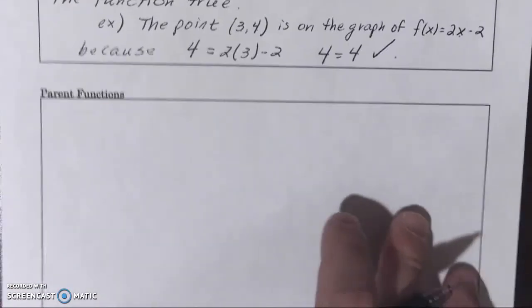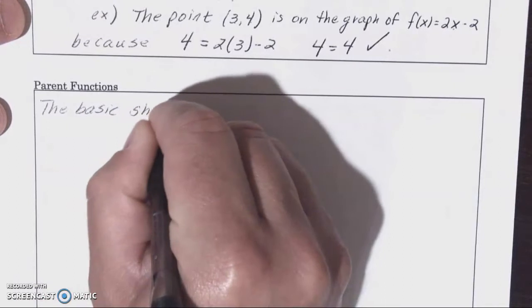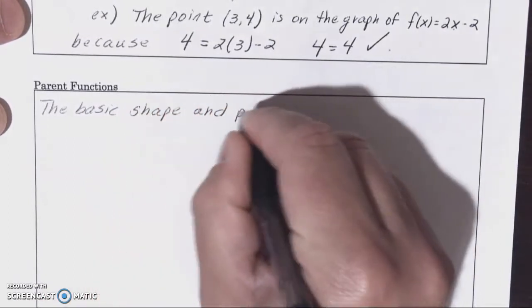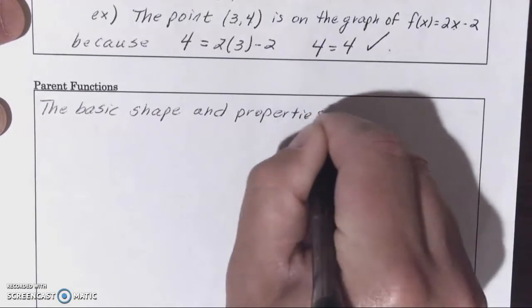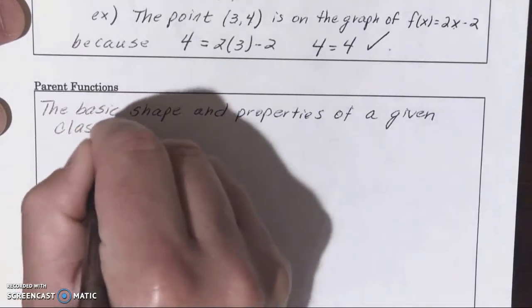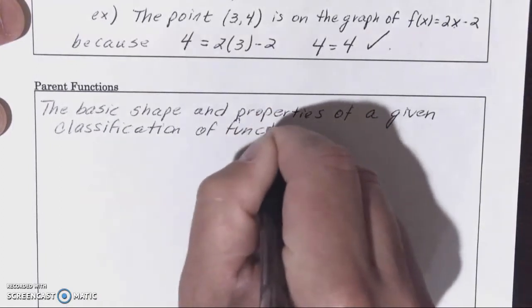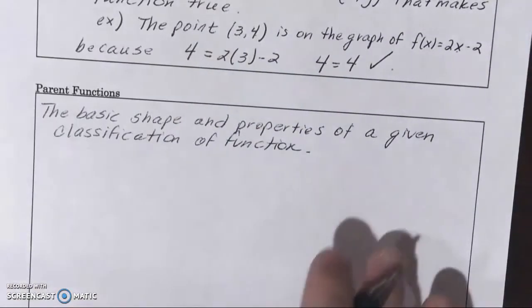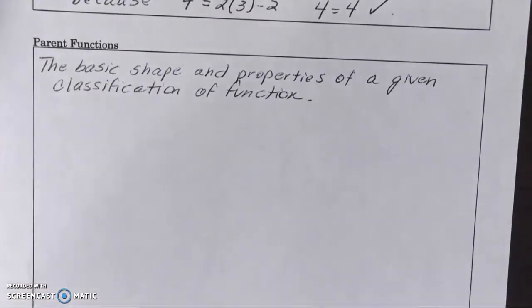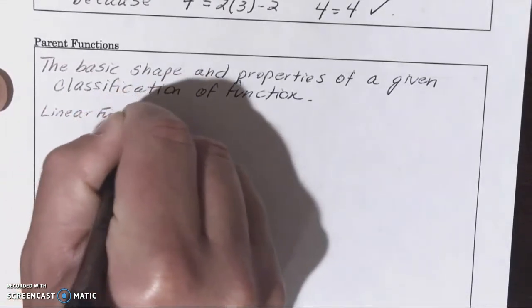Parent functions. A parent function is the basic shape and properties of a given classification of function. Now, based on our brainstorming the other day, a lot of the things we're going to write down in this set of notes is going to be what we talked about the other day. Okay, so the first one we'll talk about is a linear function.